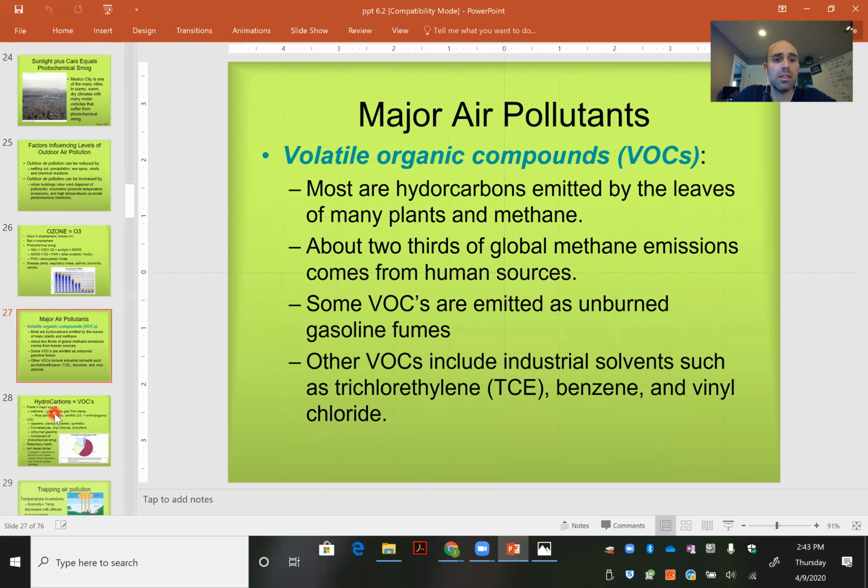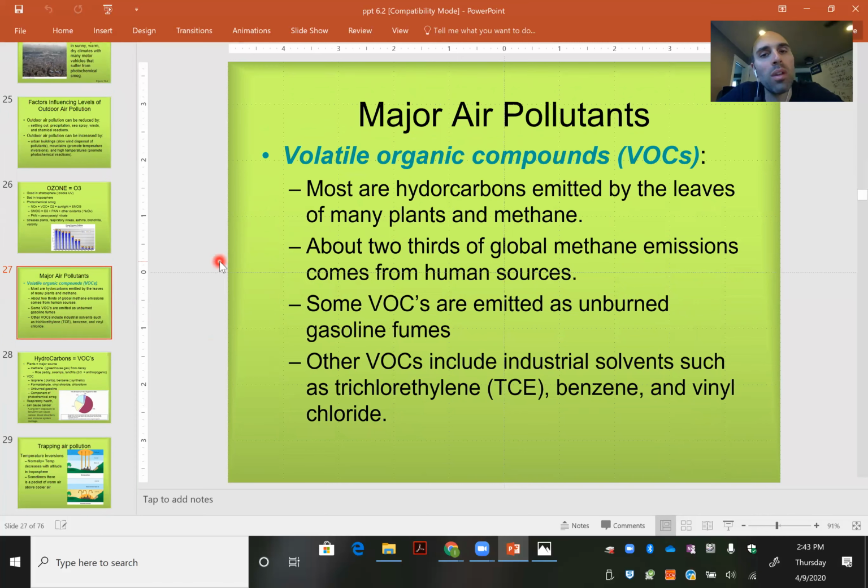Moving on, we are almost there, guys. Just two more slides, and that is it for the day. Major air pollutants, volatile organic compounds. We've talked about this, and you've seen the VOCs. Well, what exactly are they? Most are hydrocarbons emitted by leaves of plants, and methane. About two thirds of global methane emissions come from human sources. Some VOCs are emitted as unburned gasoline fumes, and other VOCs include industrial solvents such as trichloroethylene, TCE, benzene, as well as vinyl chlorides. And these are very dangerous chemicals as well.